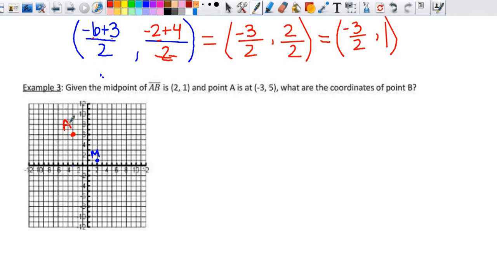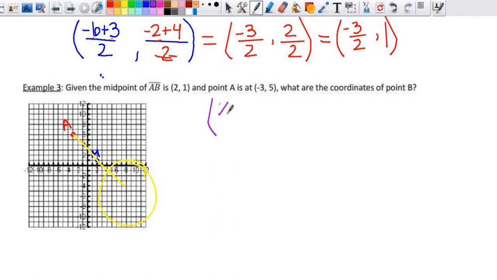All right, so if M is in the middle, if I were to draw a line here, that's the middle of it. I need to go past the middle of it. So point B is going to be somewhere probably in this area. We aren't going to guess, we're actually going to solve for it, and then we'll check that it makes sense. So let's plug into our formula again and see what we know.